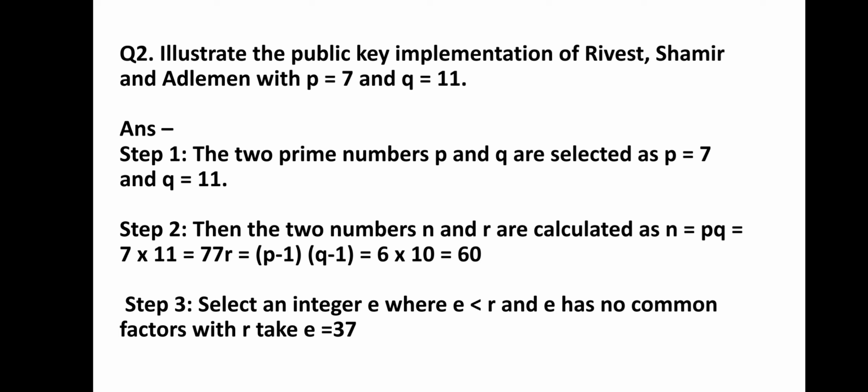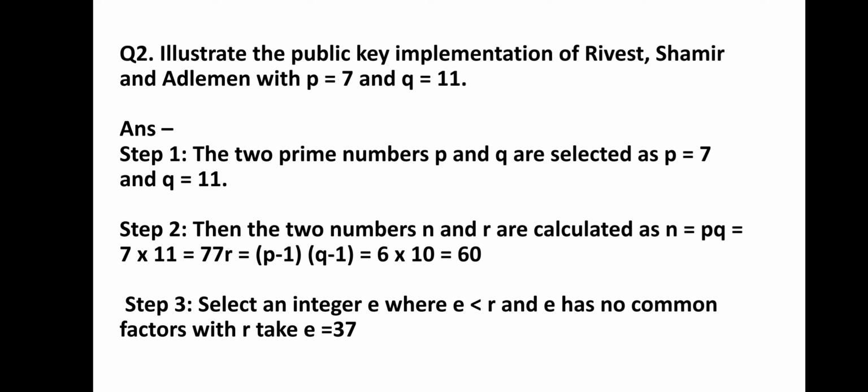Second question, illustrate the public key implementation of Rivest, Shamir and Adleman with p equals 7 and q equals 11. So step 1, the two prime numbers p and q are selected. It's p equals 7 and q equals 11. Second step, the two numbers n and r are calculated as n equals p times q equals 7 into 11, which is 77, and r equals 60.